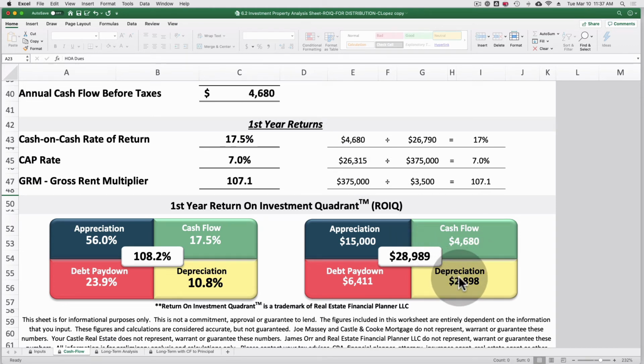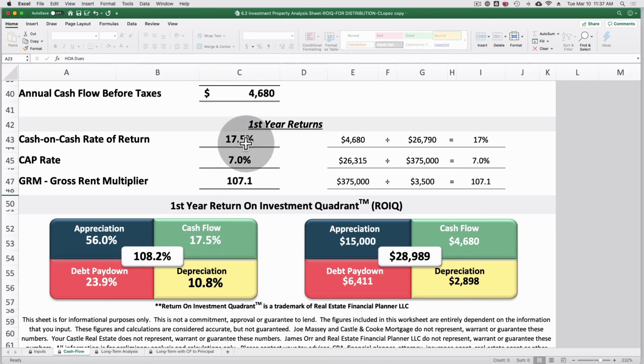Our depreciation, the amount that we can depreciate the property times our effective tax rate, we're going to get a cash value of $2,898 in depreciation. And then our debt is being paid down. That's the principal reduction on the loan. We're going to add all of these up together, $28,989 return. We're going to divide each of these individual quadrants into the money that we put down. We only invested $26,000, and that's going to give us our returns over here.